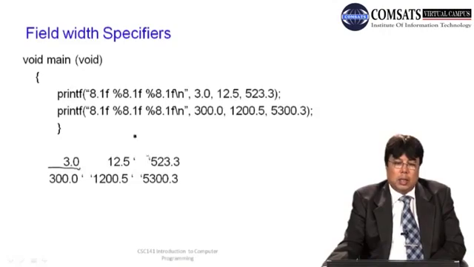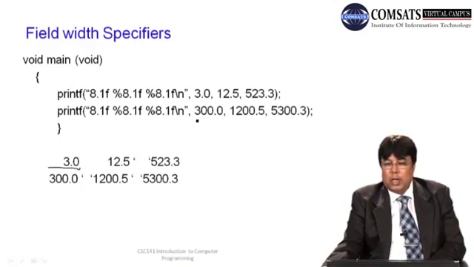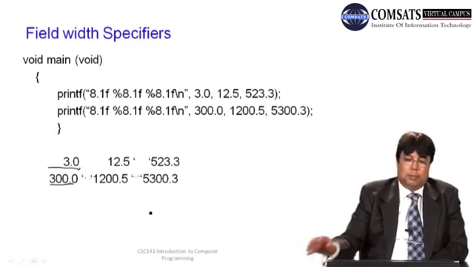I repeat this printf with next statement with the same format, but this time I have used 300.0, 1200.5, 5300.5. So the next statement will be printed like this. Here 8 will be 1, 2, 3, 4, 5, 6, 7 and 8. There should be 3 spaces. Here 1, 2, 3, 4, 5, 6, 7 and 8. 3 spaces.